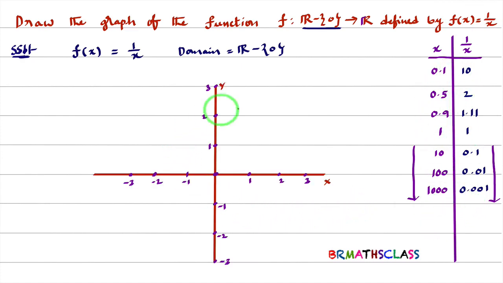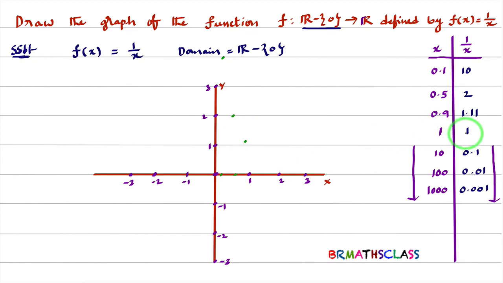You observe here, I consider the coordinate axis to draw the graph of 1 by x. Now I'll plot these points. 0 is not a part of this domain. So when x is 0, the function is not defined. 0.1 comma 10 means it starts from here, 10. Next 0.5, we are getting 2. 0.5 comma 2 means this will be here. 0.9 is 1.11. 0.9 approximately you will get here 1.11.